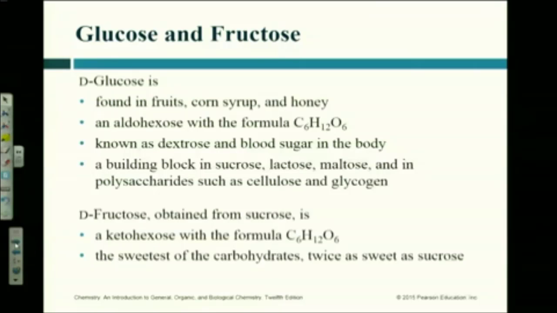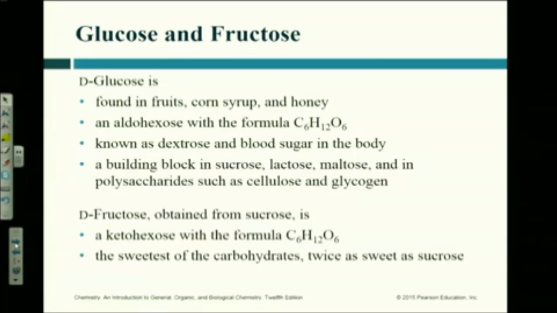Glucose is the building block of lots of sugars that we use. It is a monosaccharide that's used in sucrose, lactose, and maltose, which are disaccharides. It's also present in many polysaccharides like cellulose and glycogen.